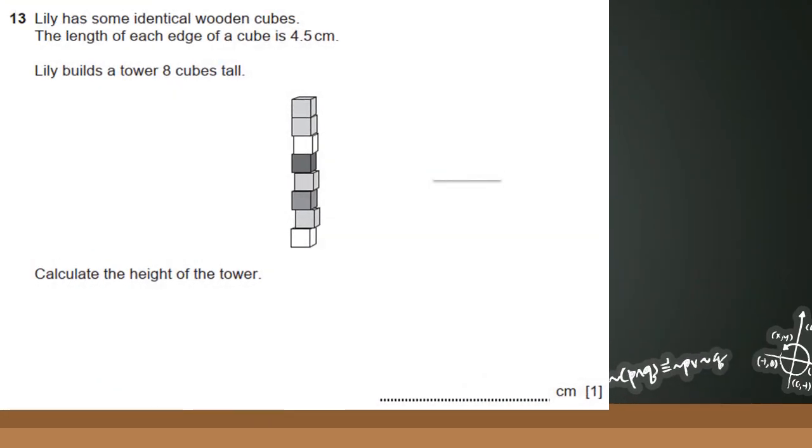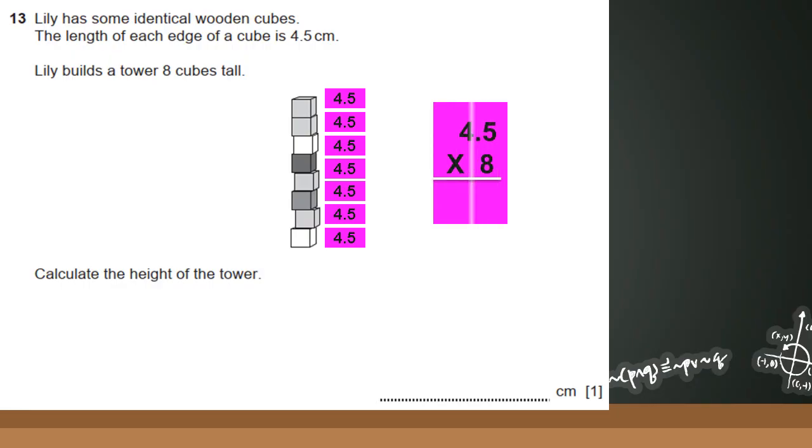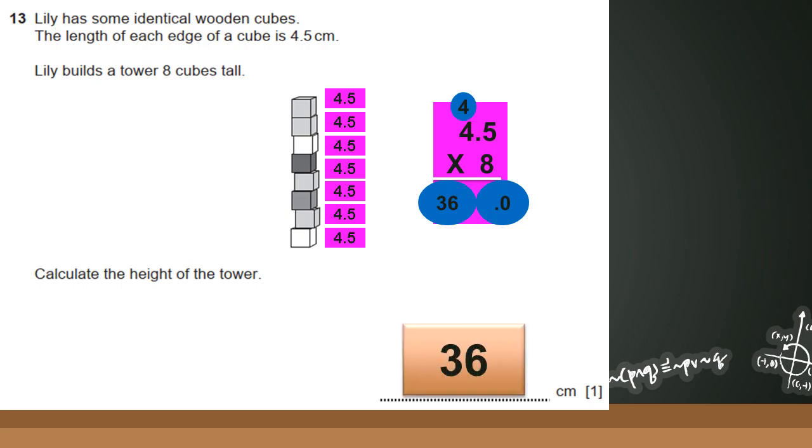Lilia has some identical wooden cubes. The length of each edge of a cube is 4.5 centimeters. Lilia builds a tower 8 cubes tall. So this means that we are going to repeat 4.5 8 times. 4.5, 4.5, and so on. So in this case, we are going to use multiplication. 4.5 times 8. So 8 times 5 is 40. 4 up, 0 down. And then 8 times 4 is 32, plus the 4, 36. Remember, we put 36 and the decimal point after one number, which is 0. So the final answer will be 36 centimeters.